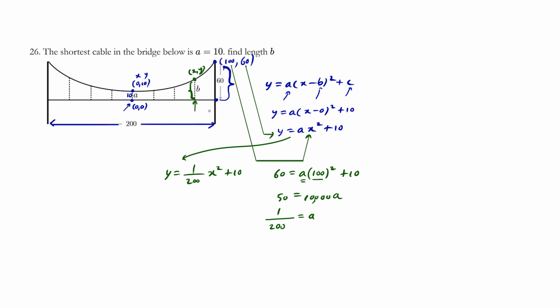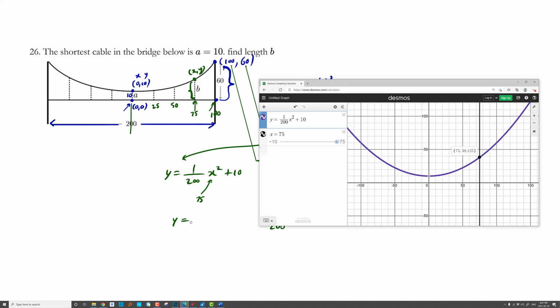Now we know that over here, x equals 100. We know that here, x equals 0. So the halfway point would be 50. So you can see that we're counting by 25s: 0, 25, 50, 75, 100. So clearly, x is 75. So we substitute 75 into here to solve for y.